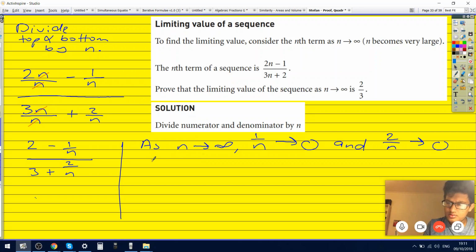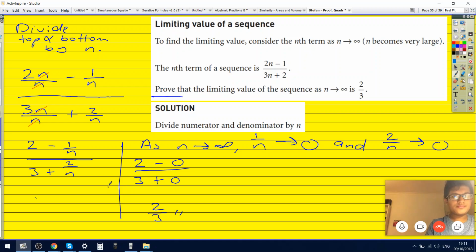And so what you would get is 2 minus 0 over 3 plus 0. And then simplify that, which is just 2/3. And so this is a kind of a prove that question, and so I'm just making sure we've proven it.